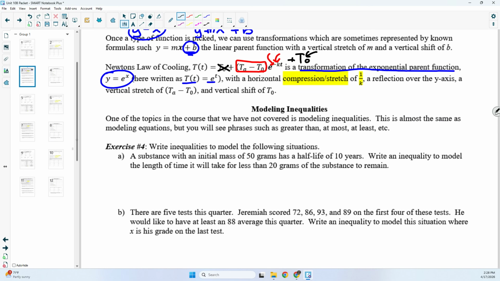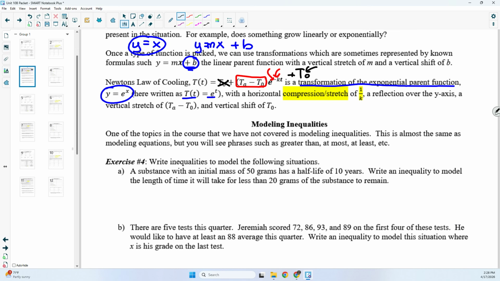So now we're going to move into using some of the formulas and specifically working on them with inequalities, which we haven't done yet. So we're going to look at each of these. There are going to be some sort of formula we've used for word problems earlier in the year, and we're going to have to use a greater than, a less than or equal to, something like that based on the words in the problem. So first one, a substance with an initial mass of 50 grams has a half-life of 10 years. Write an inequality to model the length of time it will take for less than 20 grams of the substance to remain.